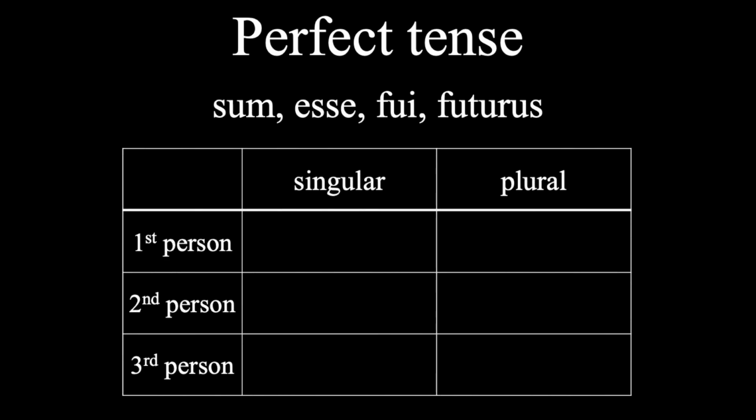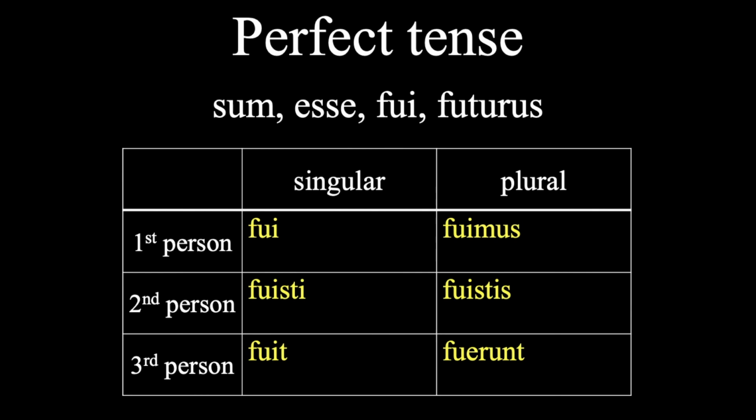Okay, now let's take a look at sum. As you can see, the principal parts appear to be random here. However, it's not hard to deal with. As I said before, every verb in the language will use the same principal parts and follow the same rules, even sum. So, to form this in the perfect tense, we'll take that third principal part and change it around. So we get fui, fuisti, fuit, fuimus, fuistis, and fuerunt.